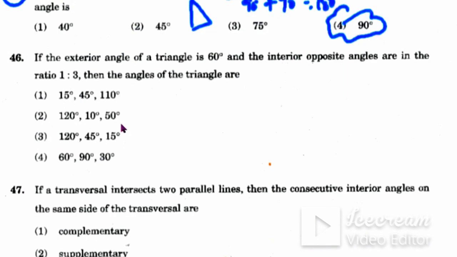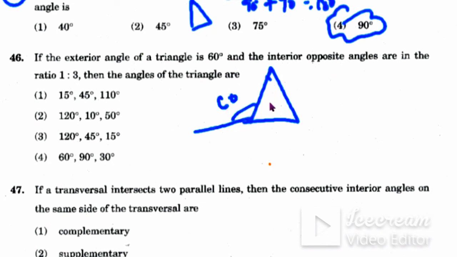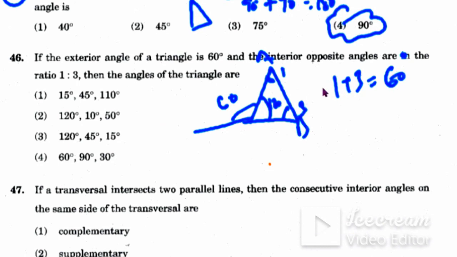Next question is 46. If the exterior angle of a triangle is 60 degrees and the interior opposite angles are in the ratio 1:3, let us draw like this. If you say this one is 60 degrees, then the interior opposite angles will be in the ratio 1:3. The ratio parts are 3 plus 1, that is 4, so you have to divide by 4. So 4 fifteens are 60.